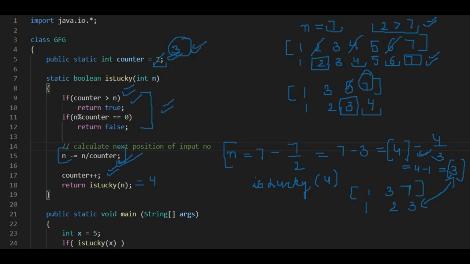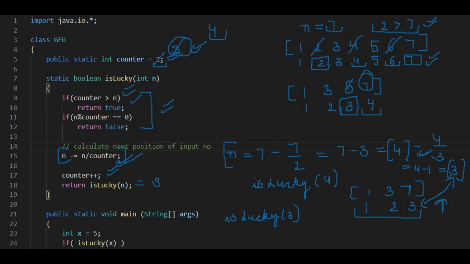Okay. Now counter will get increased. It will become 4, and we will call isLucky with the value 3 only, because n has become 3. Now isLucky is called for value 3. Now the counter value is 4, and we have only 3 elements in the array, or we can say the index of 7 is 3, or we can say our n value, which we are changing every time, is less than the counter value. That means there is nothing left in the array which we can delete.